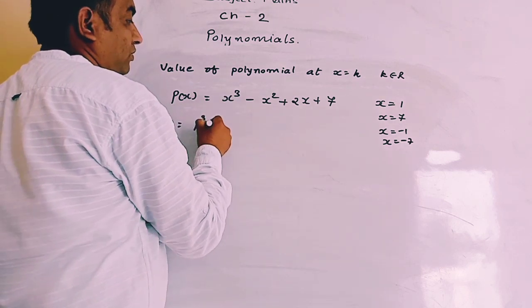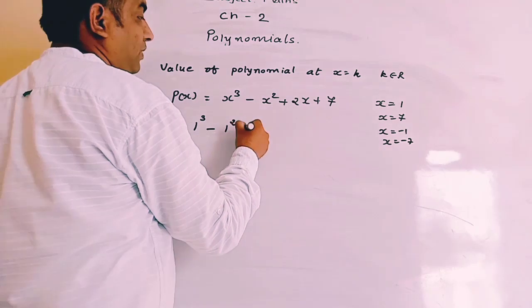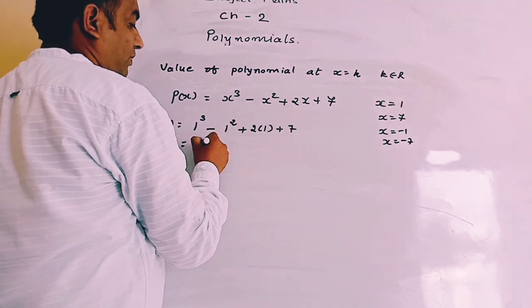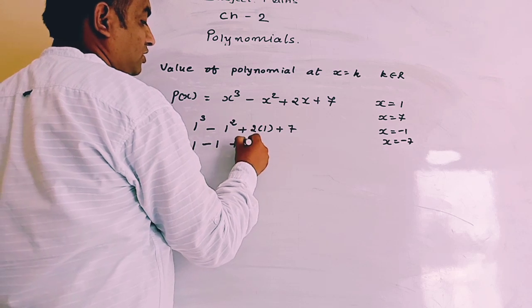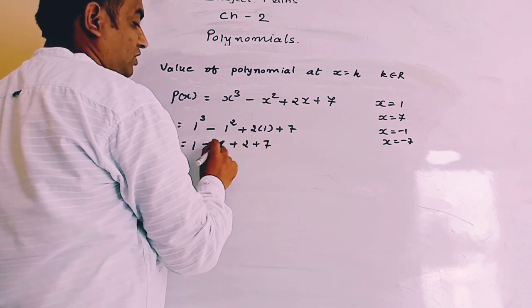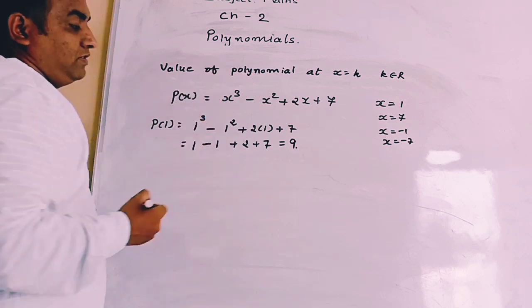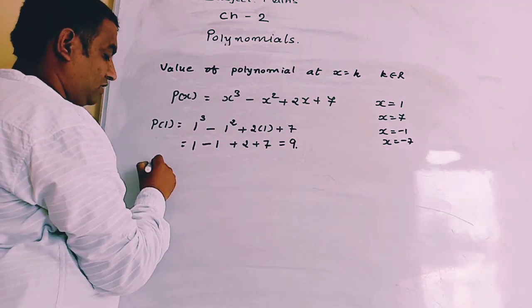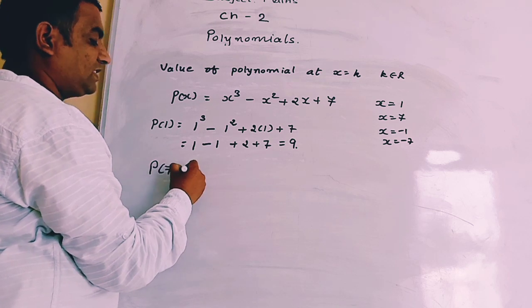1 cube minus 1 square plus 2 times 1 plus 7. So it is 1 minus 1 plus 2 plus 7. So 0 plus 9. Okay. Now if we want to find the value at x equals 7, then instead of x we will write 7.